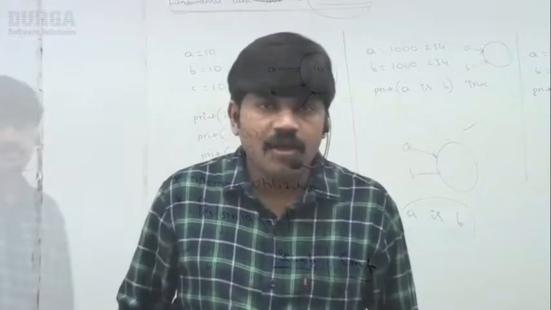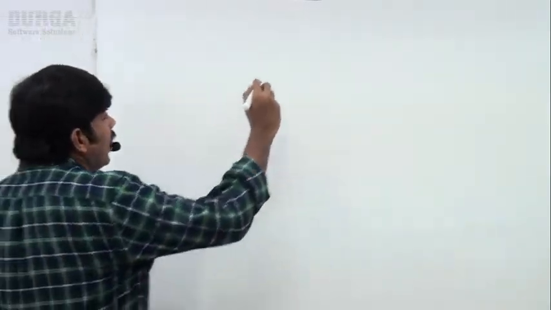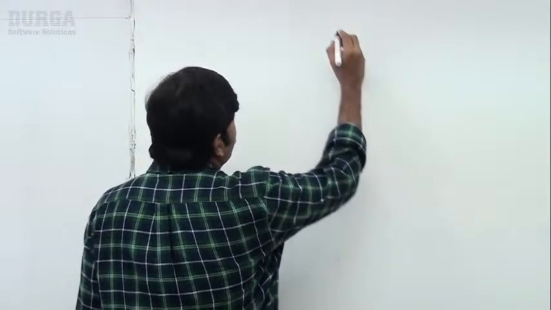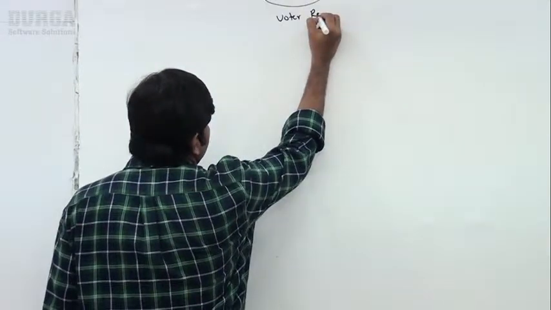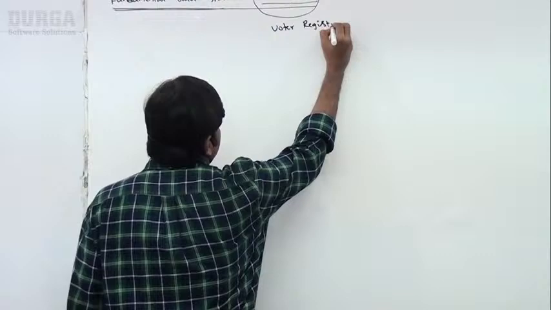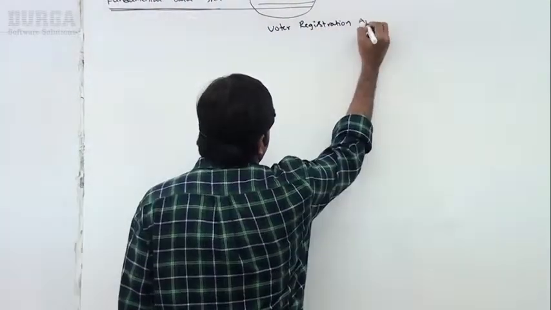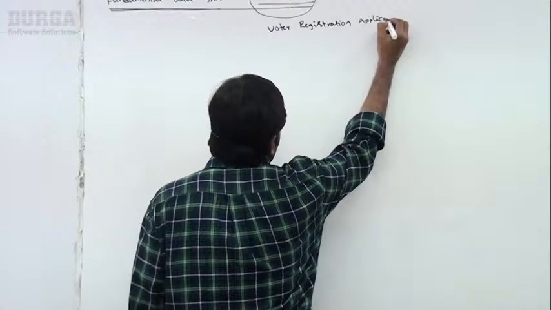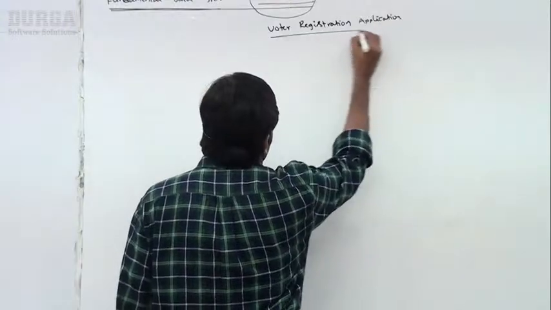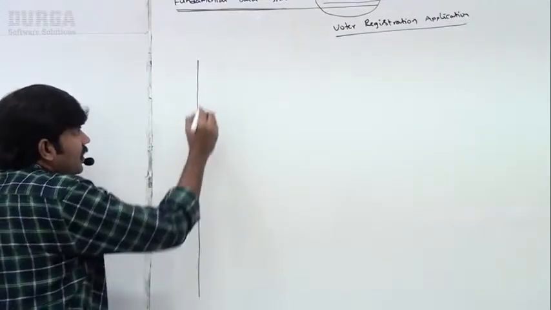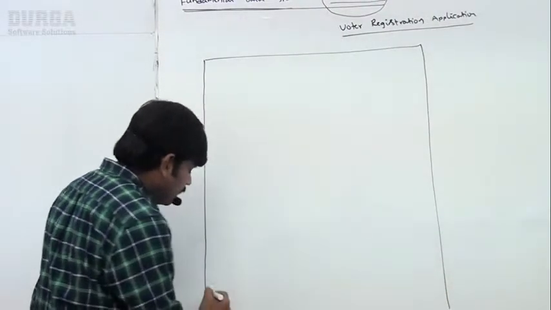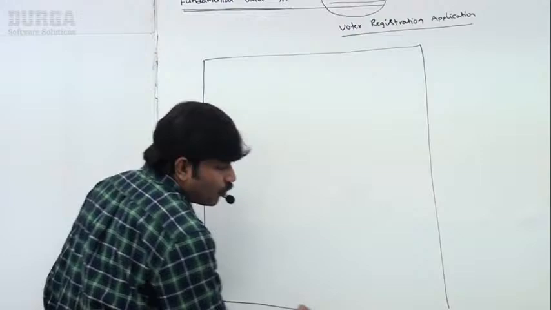Sir, now I want to show the same concept in the big picture. Observe that. I want to develop one voter registration application. What is this one, sir? Can you please spell out? Voter registration application. I want to develop a voter registration application. In the voter registration application, do you know which fields are there? Which fields is the end user, the voter, required to fill?